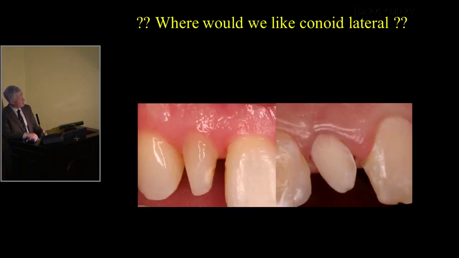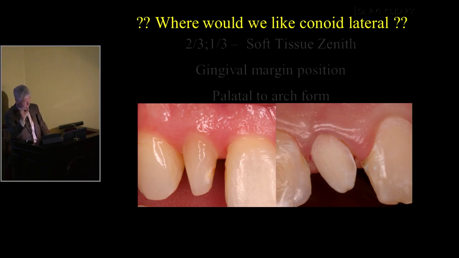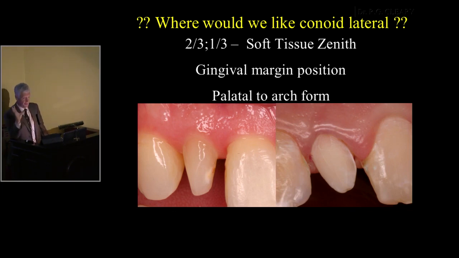And again, where would you like to have the conoid lateral incisors? Do you think I'm going to be able to make a nice porcelain veneer for this patient, or these two patients as you see them here? And the answer to that question is yes. Why? Because in asking the orthodontist where to put the tooth, I've asked them that I would like 2/3 of the space on the mesial and 1/3 of the space on the distal. Why? Because that puts the zenith of the soft tissue in the right place, where we want it.